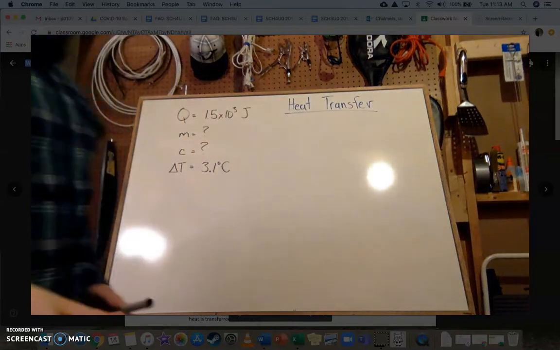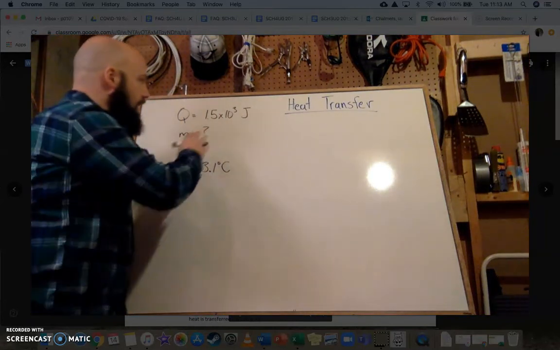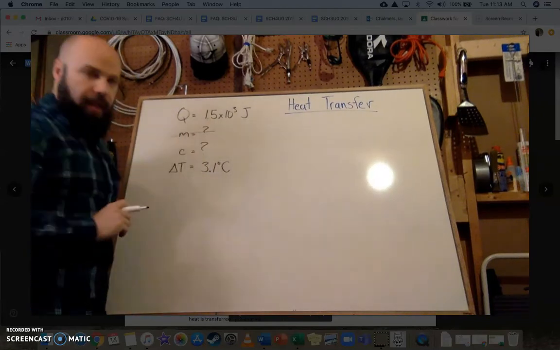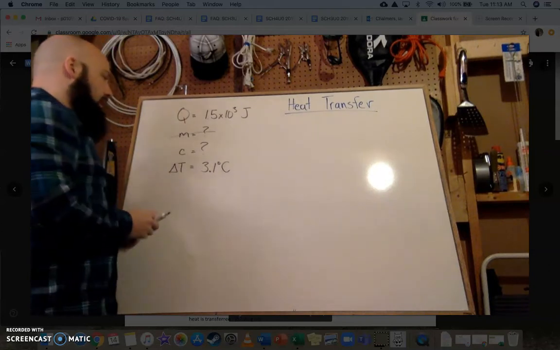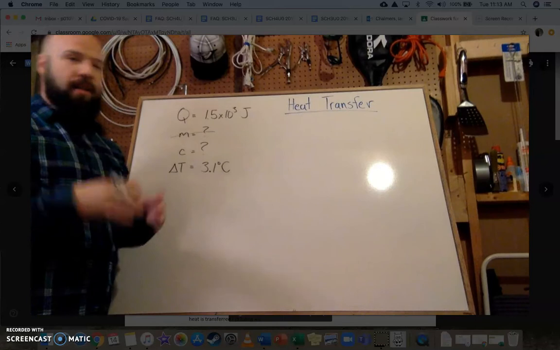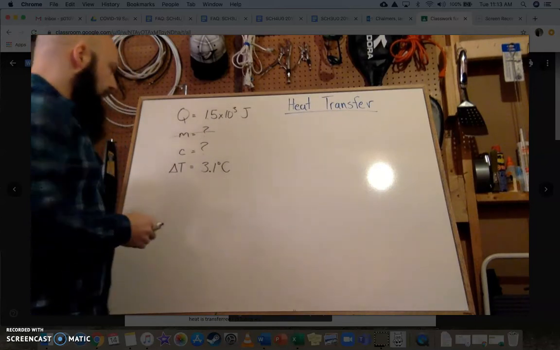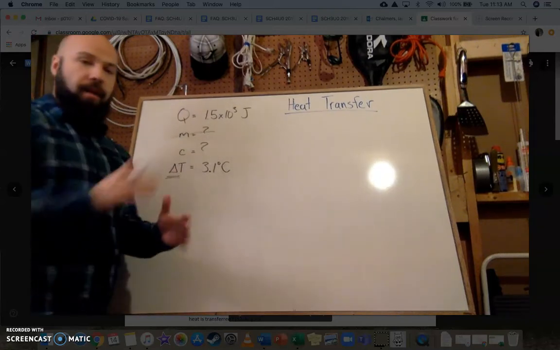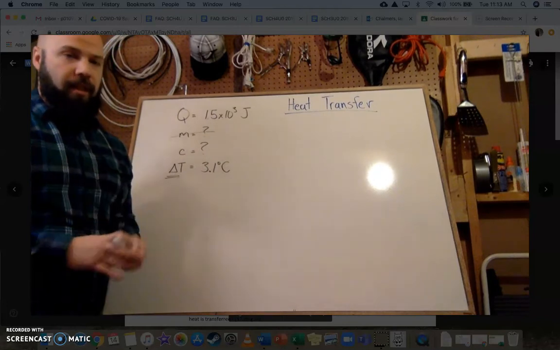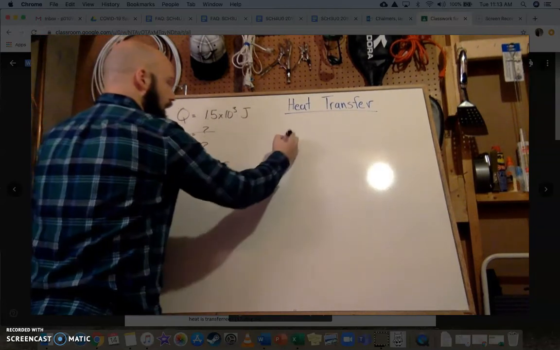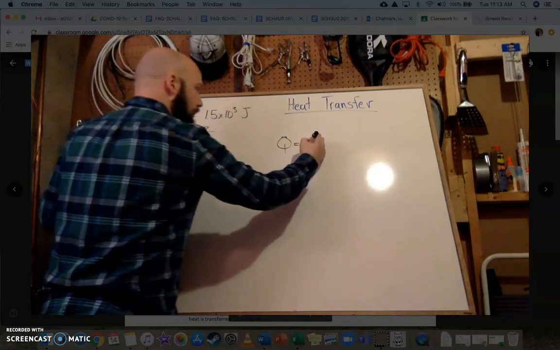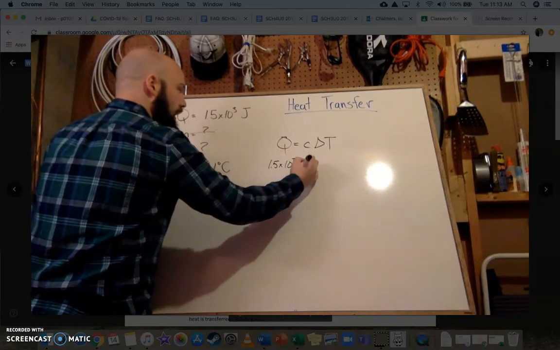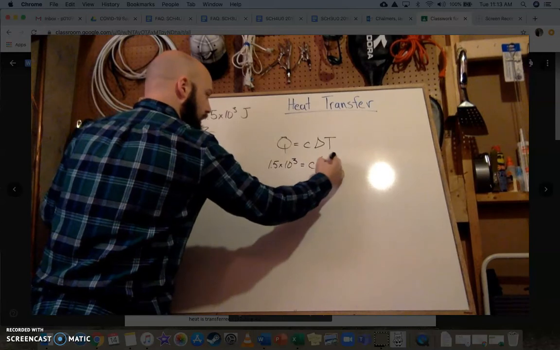So, given in the question, we know that 1.5 times 10 to 3 joules of heat is being transferred. There is no mass, so you don't need to take that into account for this question. The C will then represent the heat capacity, not the specific heat capacity. And we're given that the temperature change is 3.1. So we're given delta T. We're not given an initial or a final temperature, just the delta T. This leaves us with Q equals, and there's no M, just C delta T, which is 1.5 times 10 to the 3 equals C times 3.1.